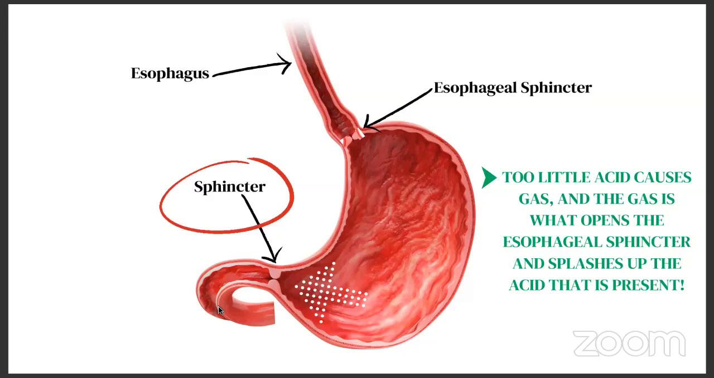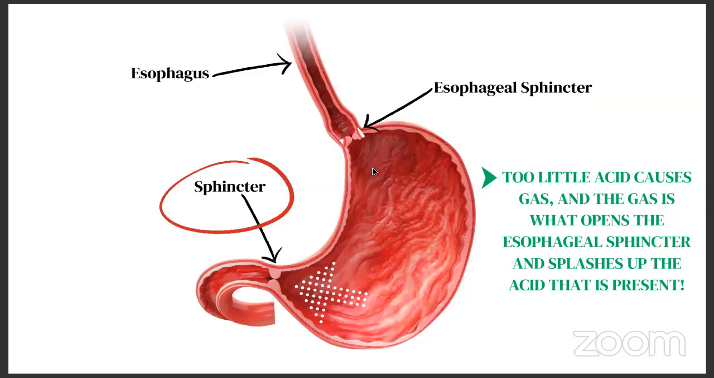Now, here's the problem. Most people are actually not producing enough stomach acid. So when you cannot get your pH low enough, it causes the food to sit here in the stomach, and it starts to create a gas. And that gas actually opens the esophageal sphincter. This one will stay closed. The food is sitting here, gas is coming up, and now the esophageal sphincter is open, and the little bit of acid that you have in your stomach could be splashing up into the esophagus.